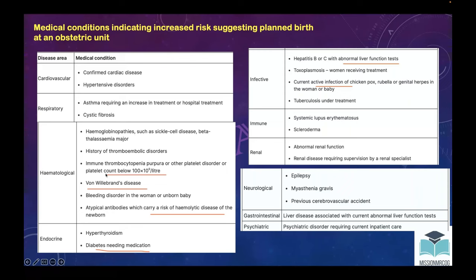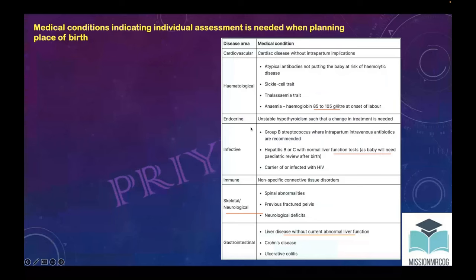Now, apart from this, these are the medical conditions that would require individual assessment. Important to remember, if in anemia the hemoglobin is between 8.5 and 10.5 at the onset of labor, individual assessment is required. Apart from this, if there is hepatitis B and C but the liver functions are normal, pediatric review would be required. Apart from this, if there is a liver condition but right now it is in a stable condition. So these are the kind of conditions where individual assessment is required.